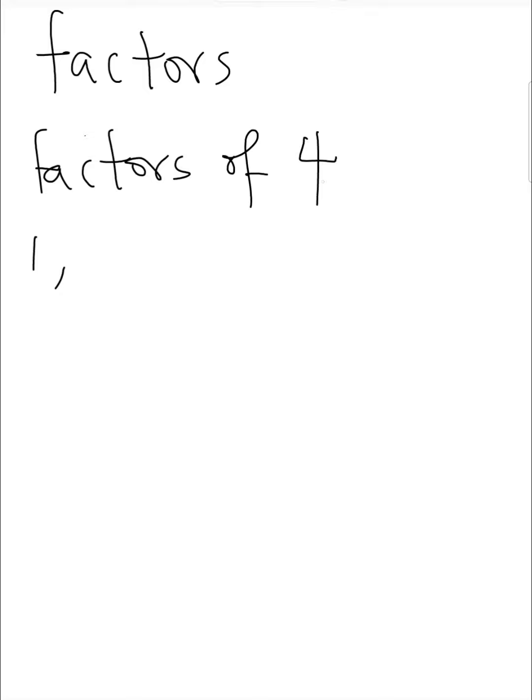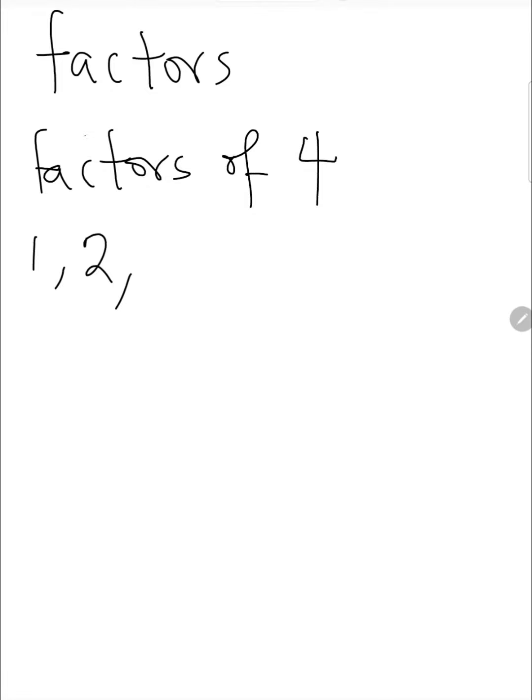Let's look at 2. 4 divided by 2 will give you what? Will give you 2 remainder 0. So it means 2 is also a factor of 4. Let's look at 3. 4 divided by 3 will give us what? 1 remainder 1. So because there is a remainder, it means 3 is not a factor of 4.